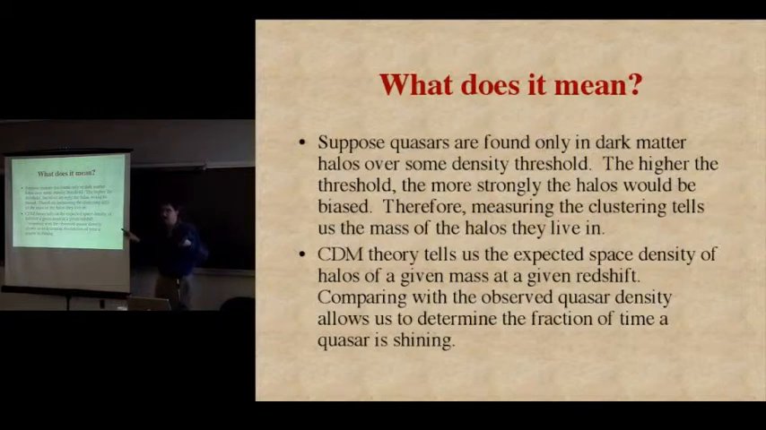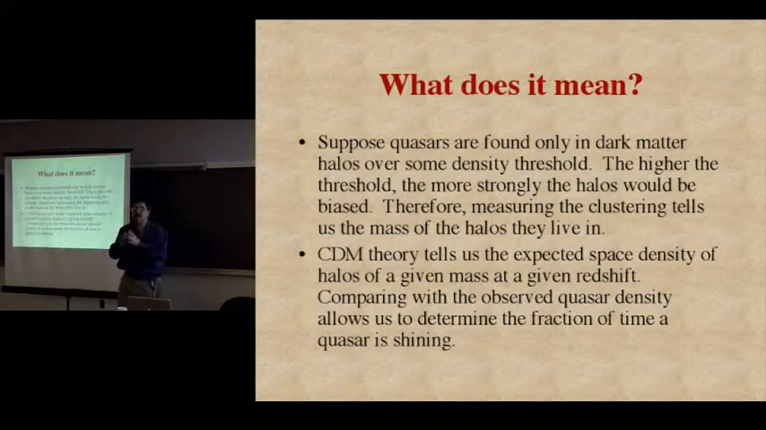So are those two numbers likely to be the same? Well, the answer is no, because a quasar need not be on for the entire time the halo's around. In fact, we think that a quasar is shining brightly for only a fraction of the time. The black hole is always there, but it's actually going to be shining for only a fraction of the time.